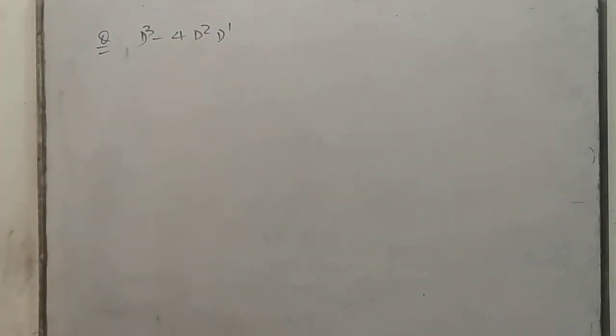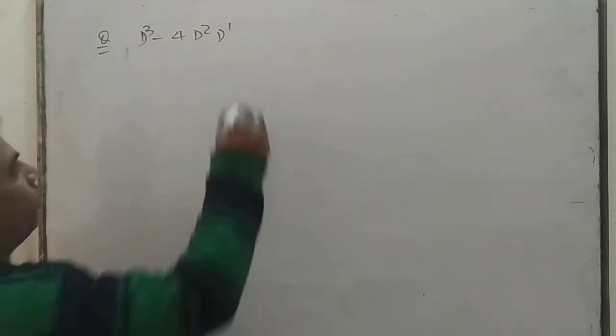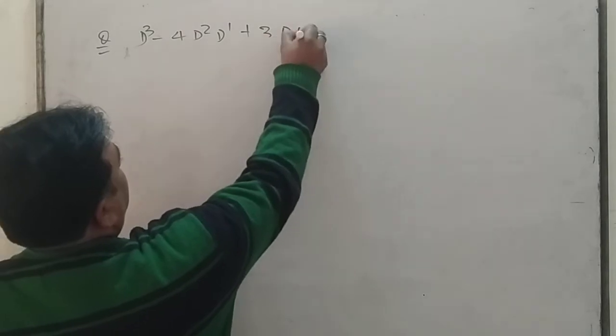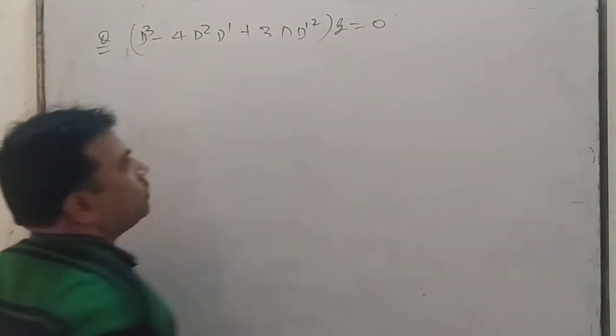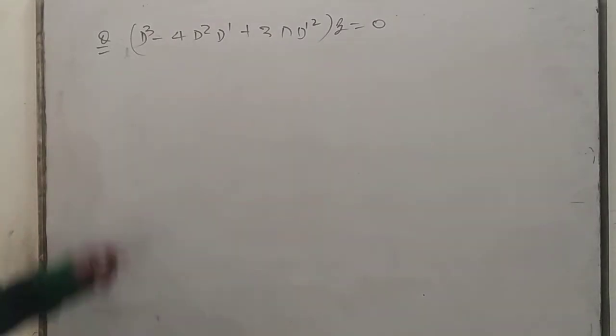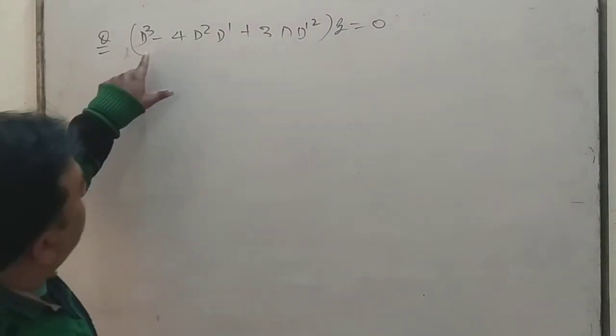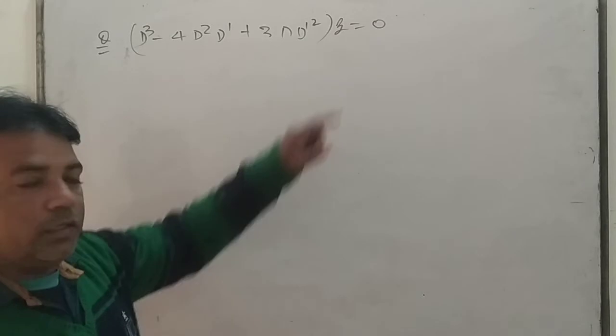Question number one: D cube minus 4D square D dash plus 3D D dash square z. How to solve this partial differential equation? First we check the order of the partial differential equation.